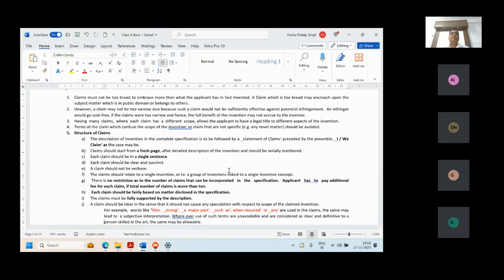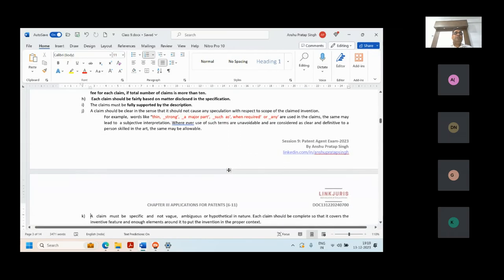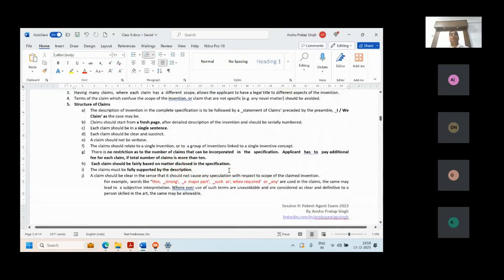Having many claims where each claim has a different scope allows a patent to have legal title to different aspects of the invention. Now, what is the structure which is most important? When you are drafting, the structure of a claim generally has a preamble, transition, and body. When you are drafting a claim, the first thing which comes is I or we claim, as the case may be. If there is more than one applicant, it will become we claim. Otherwise, I claim.